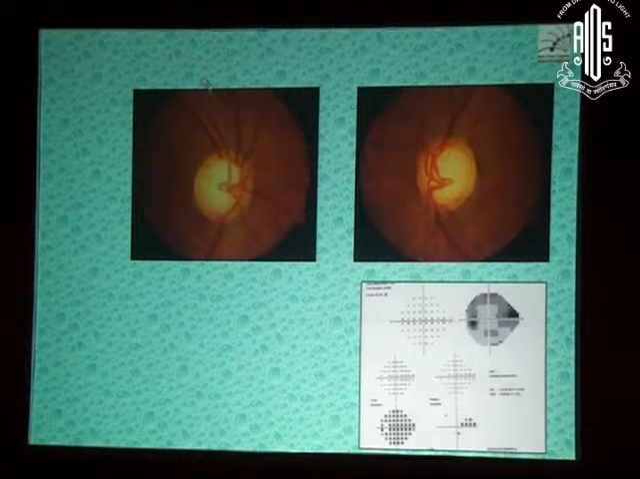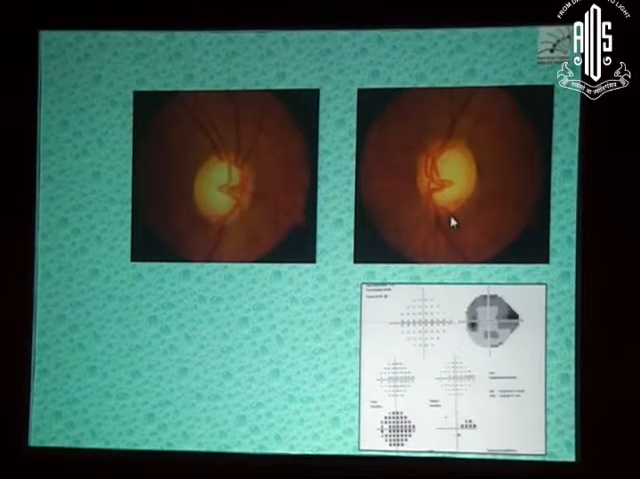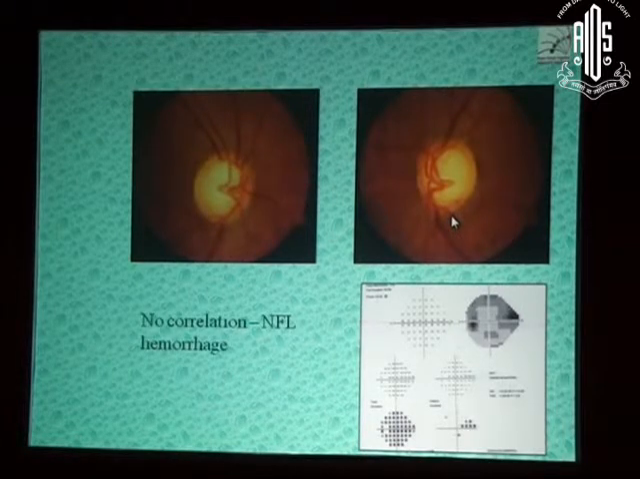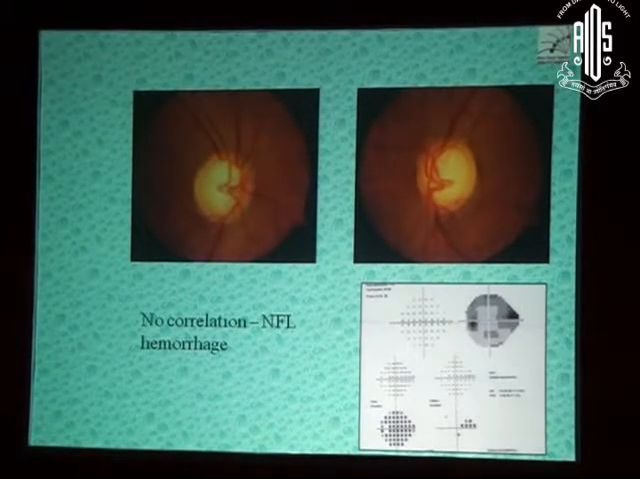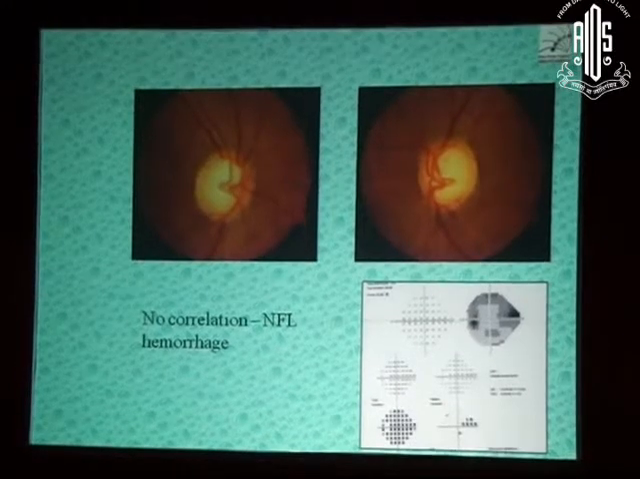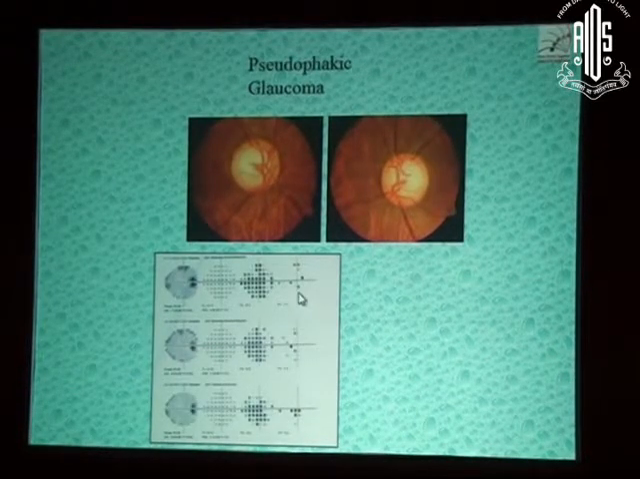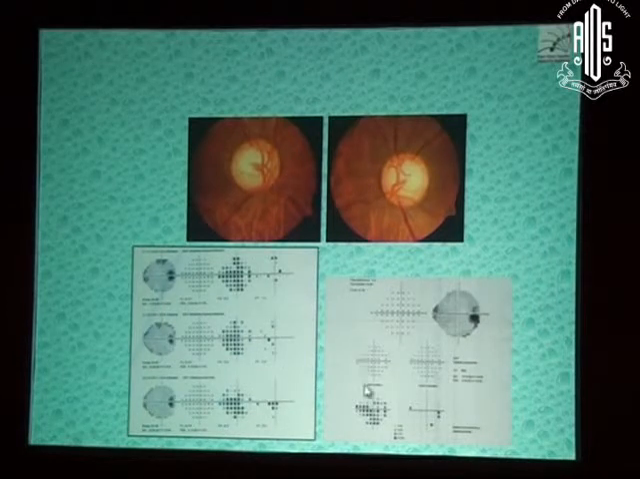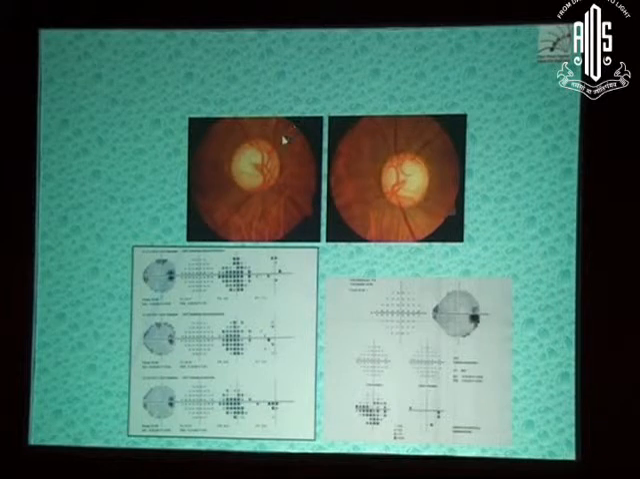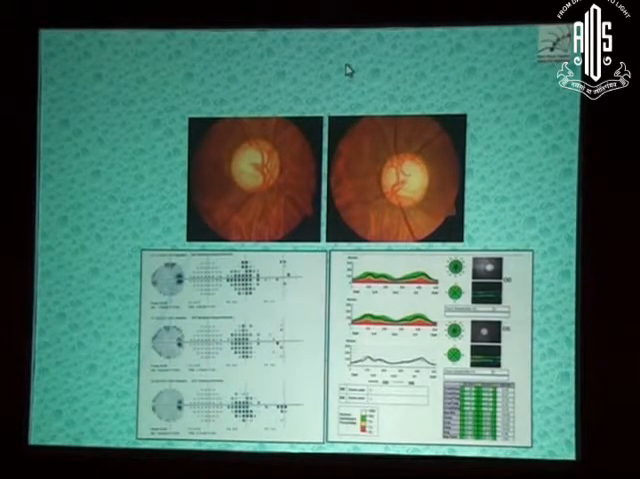Here also, the large cup with large disc has got a field defect like this. There is some non-fibrillary hemorrhage here. So if there is no correlation, go back and see the disc, and even the red free photograph will be helpful for you. In pseudophakic glaucoma, persistently the patient is having some paracentral scotoma, and finally I have got a field like this. And this patient, probably the disc is not like glaucoma or glaucomatous, in OCT is also normal.